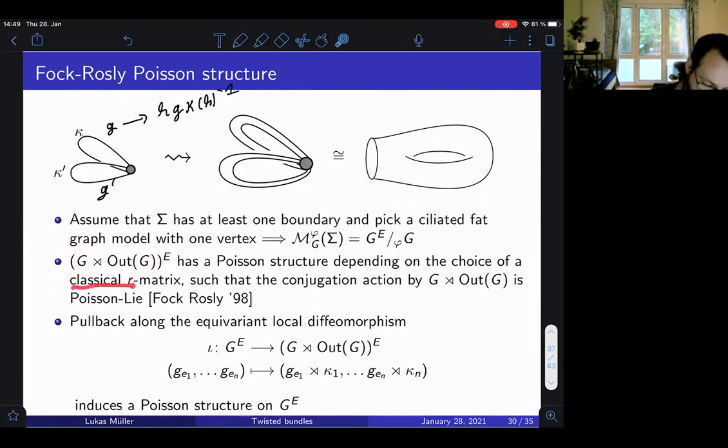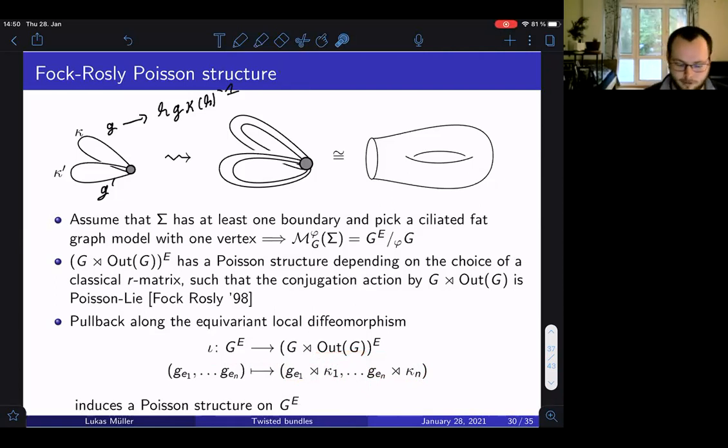And depending on a classical R matrix for G, Fock and Rosly construct a Poisson structure on the space. And we can just pull it back using this embedding here, which sends a pair of group elements to these elements in the semi-direct product, which is a local diffeomorphism just because this group is discrete. So we get an induced Poisson structure.